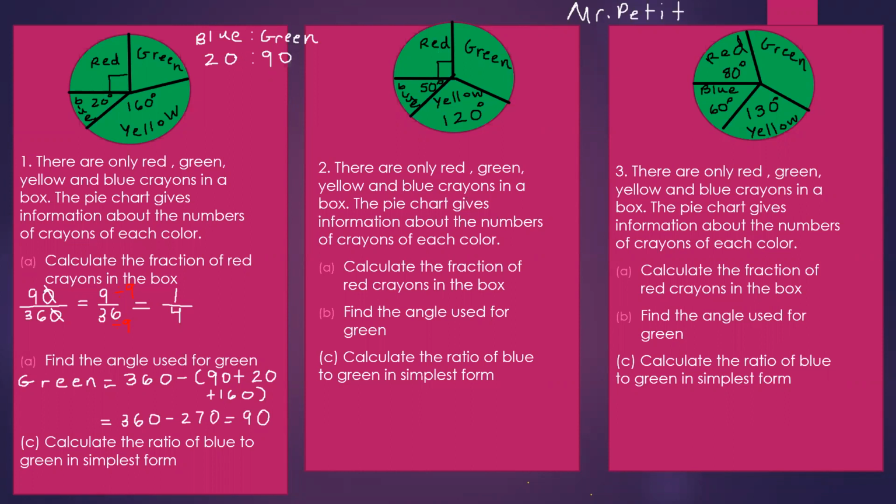All right, so for this one, we are going to cancel the zeros, right? And we are left with 2 to 9. Can we go lower? No, sir, we cannot go lower.